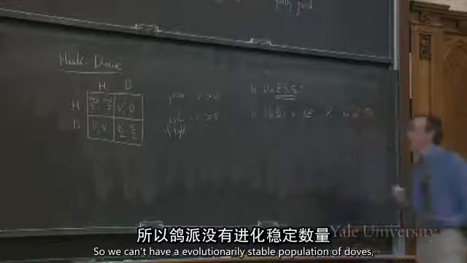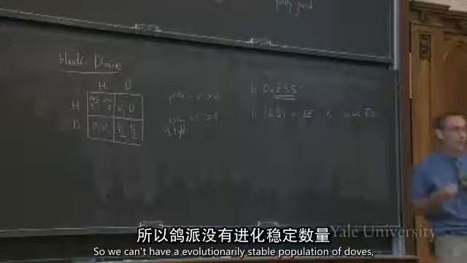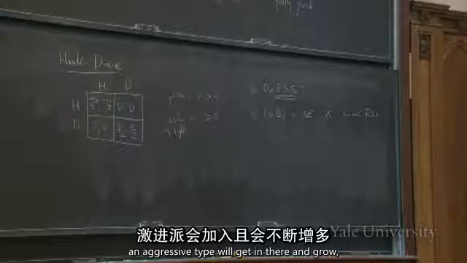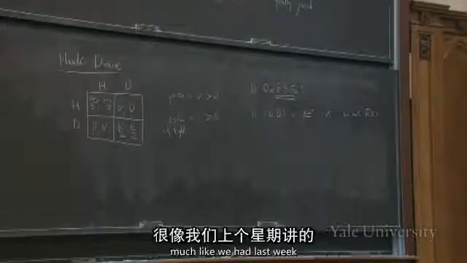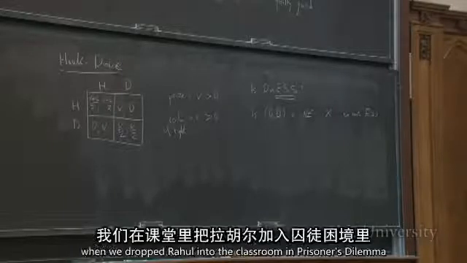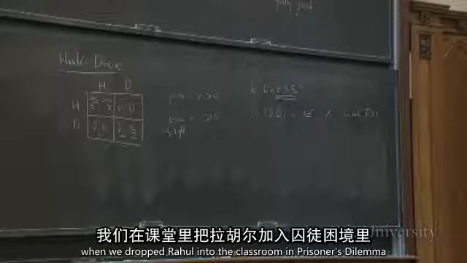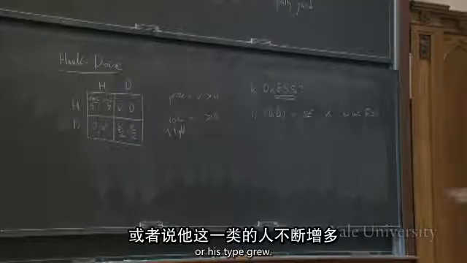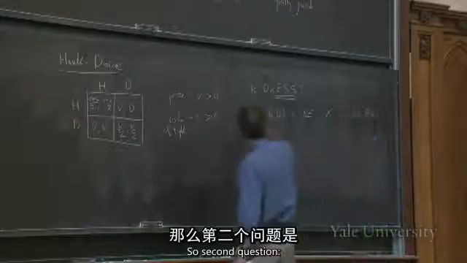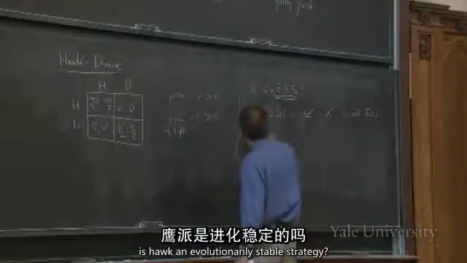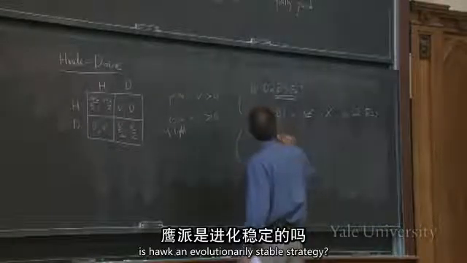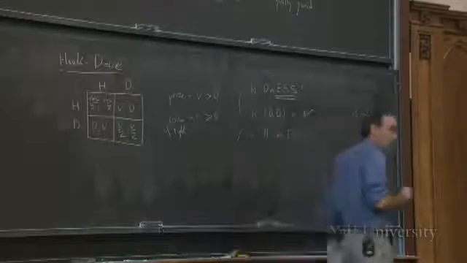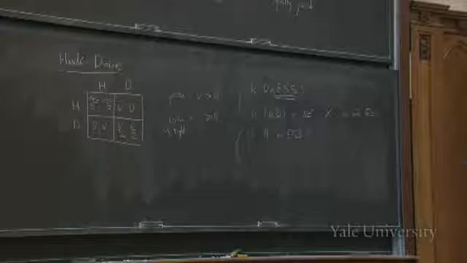So we can't have an evolutionary stable population of doves, and the reason is there will be a hawk mutation, an aggressive type will get in there and grow, much like we had last week when we dropped Rahul into the classroom in Prisoner's Dilemma, and he grew, or his type grew. Okay, so second question is, is hawk an evolutionary stable strategy?